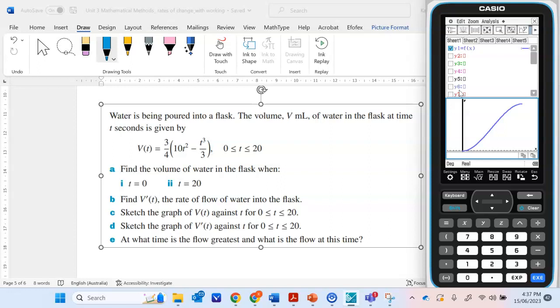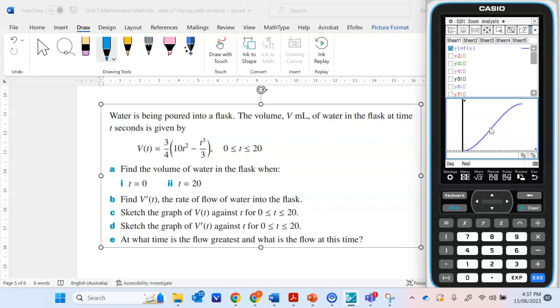Okay, so there's our answer for C. If you were sketching that, you need to put your two endpoints on. So your endpoint here being 20, 1,000 and your endpoint here being 0, 0. I can see we've got a point of inflection along the way. We'll talk a bit more about points of inflection in a sec.